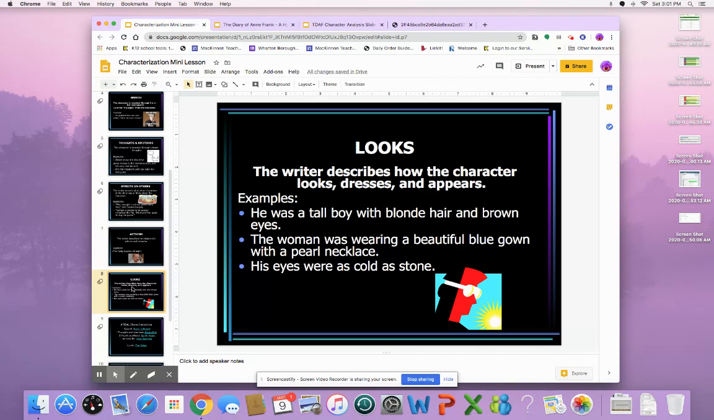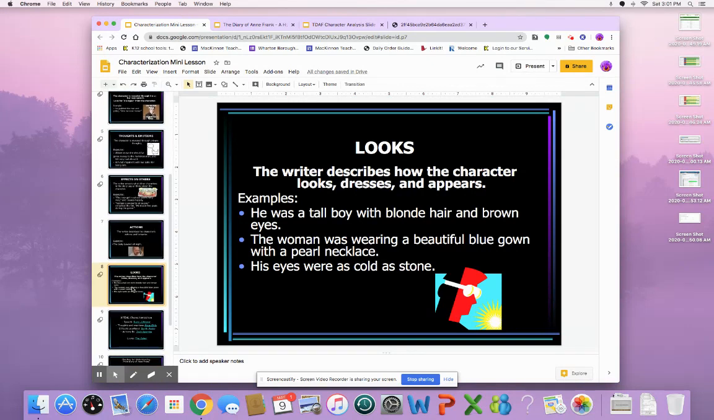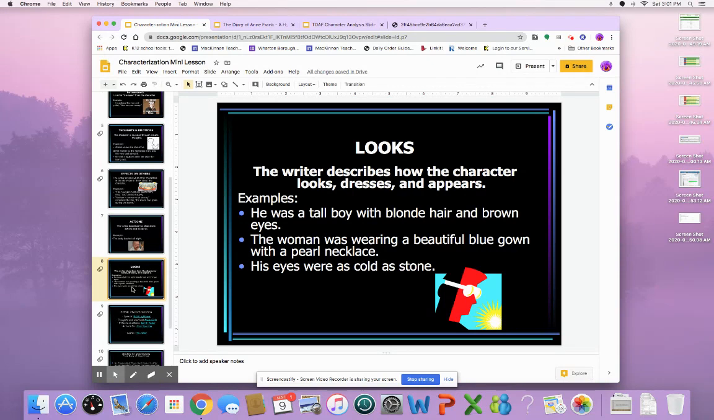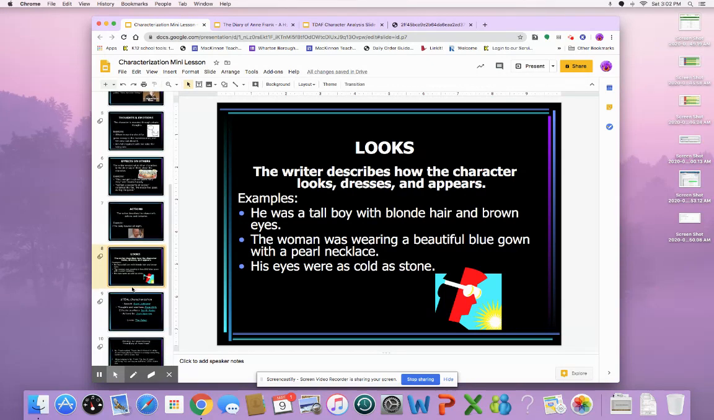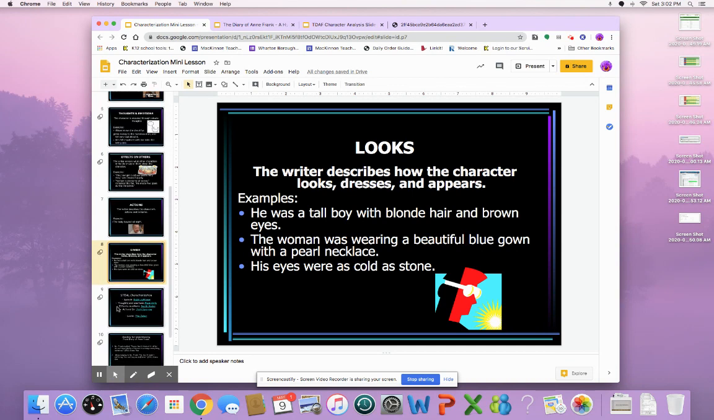Their looks. The writer describes the character's looks, dress, and appearance. He was a tall boy with blonde hair and brown eyes. The woman was wearing a beautiful blue gown with a pearl necklace. His eyes were as cold as stone. So those are ways that an author reveals something about a character.